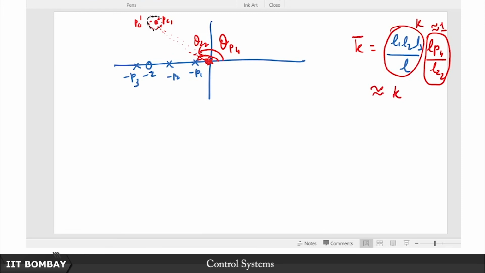So this is almost equal to k because this is almost equal to unity. Why is this almost equal to unity? Because from a point which is the closed loop pole, which is reasonably far from the origin, just placing a pole and 0 pair very close to the origin, the distances are almost equal, viewing from a vantage point of this PC1. So therefore we are good.